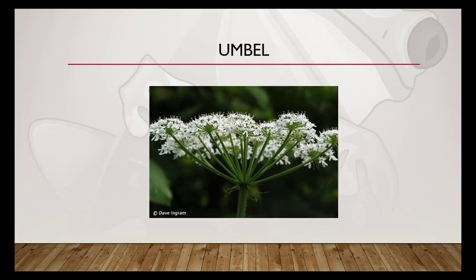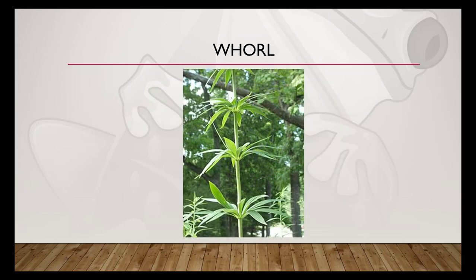An umbel, as you can probably guess, looks like an umbrella. The flowers are arranged to look like an umbrella. A whorl is again what it sounds like. It's when leaves or flowers are arranged in a circular configuration around a stem, or for a flower around the pedicel. This is the stalk of a single flower.